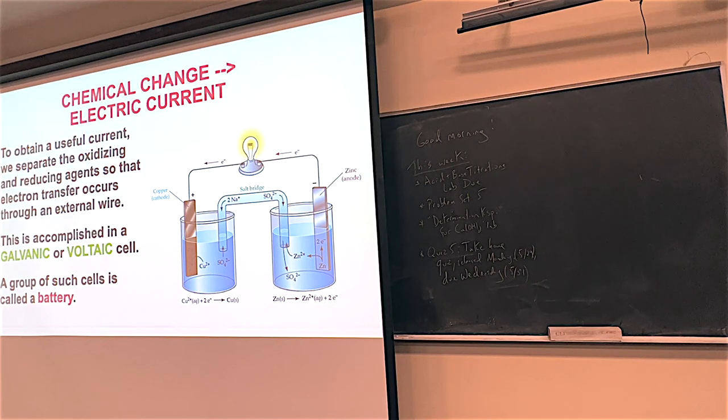Our friend copper 2 plus has left. So the salt bridge allows the sulfates to move over to the side with the zinc 2 plus. Because on this side, as the electrons go up here, all of a sudden now there's a lot of zinc 2 plus ions running around. You have to keep electrical neutrality to make sure you don't have an overload of the system. So the sulfates come over here to start reacting, if you will, with the zinc.